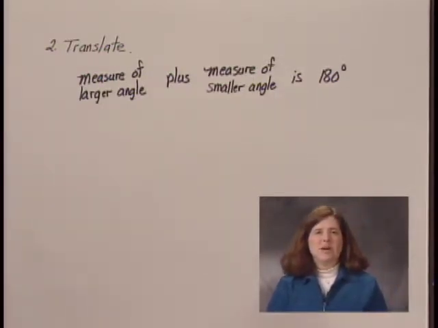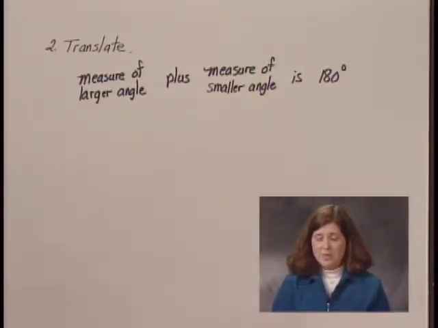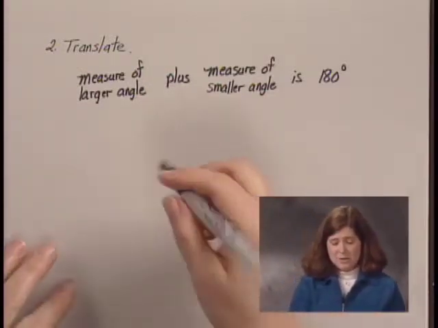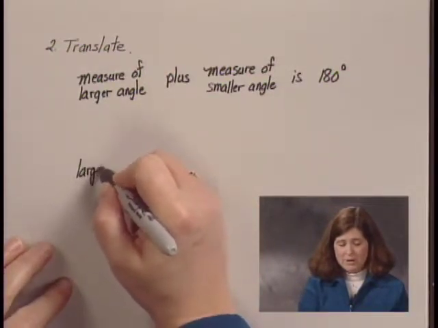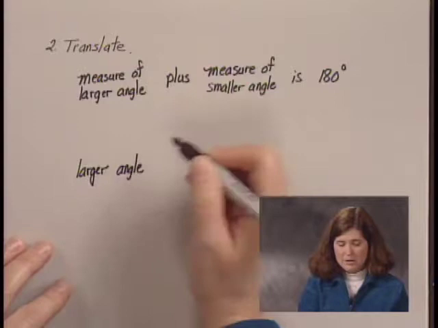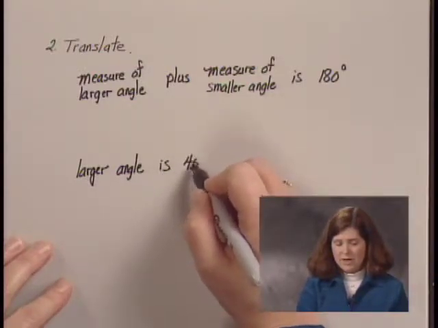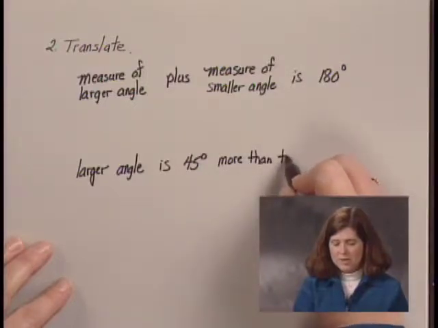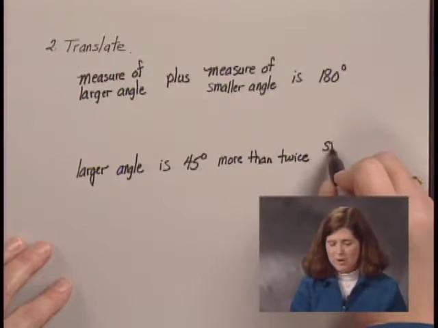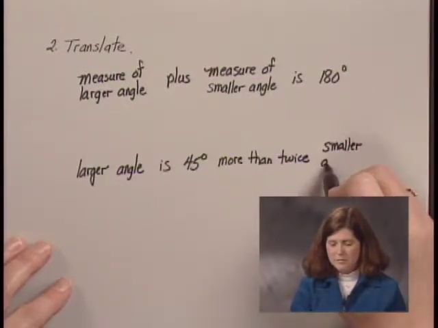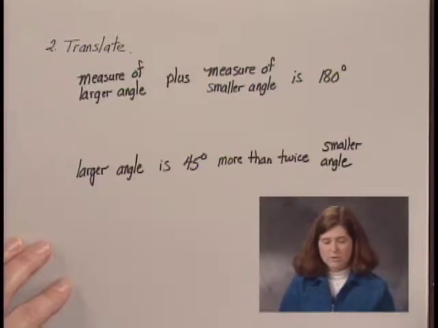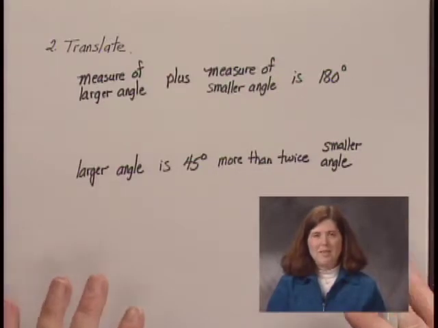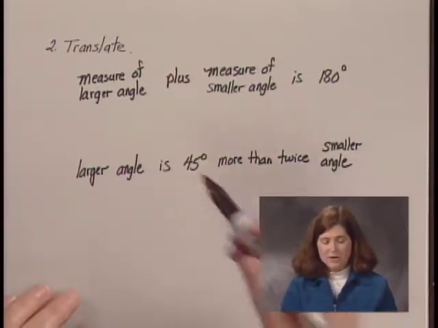The other piece of information I was given related the sizes of the angles. One angle was 45 degrees more than twice the measure of the other angle. So I can say that the larger angle is 45 degrees more than twice the smaller angle, or their measures are related that way. So I have this information written in a way that I can translate directly to mathematical language, and I will do that.